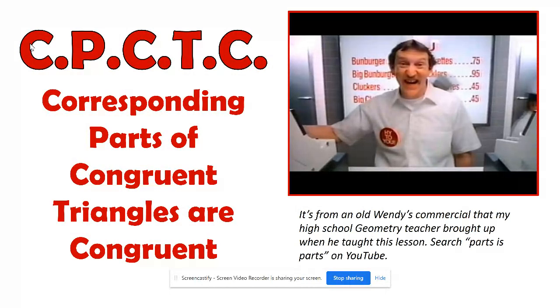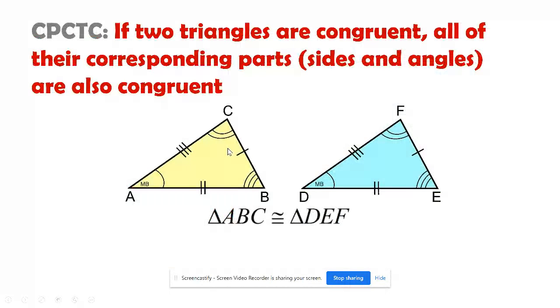And if you want to know more about the picture, feel free to read the caption and Google that. But for now, let's move on. The idea here is once we know two triangles are congruent, we can then say every angle on one triangle has a matching, a corresponding angle on the other triangle that it is congruent to. And the same thing with sides.